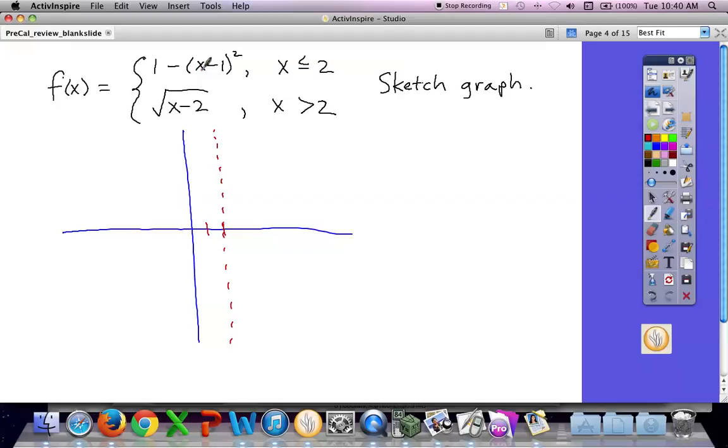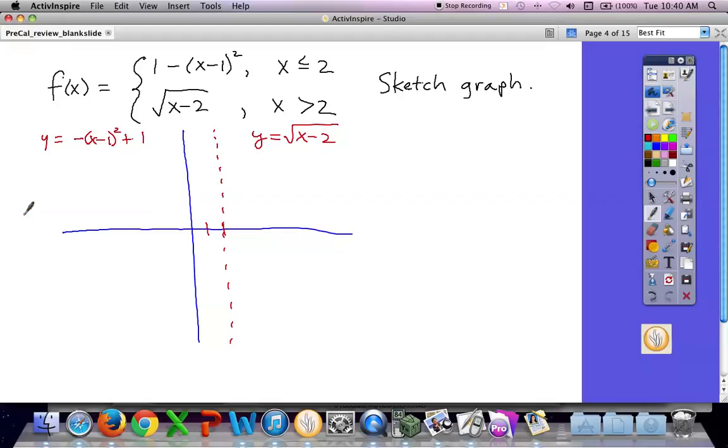I could even write it. I'm going to rewrite this a little too. This is negative x minus 1 squared plus 1. It's always the same number. I just switched the order of these two, so it looks more like a transformation of the x squared, right? And this one would be y equals the square root of x minus 2.